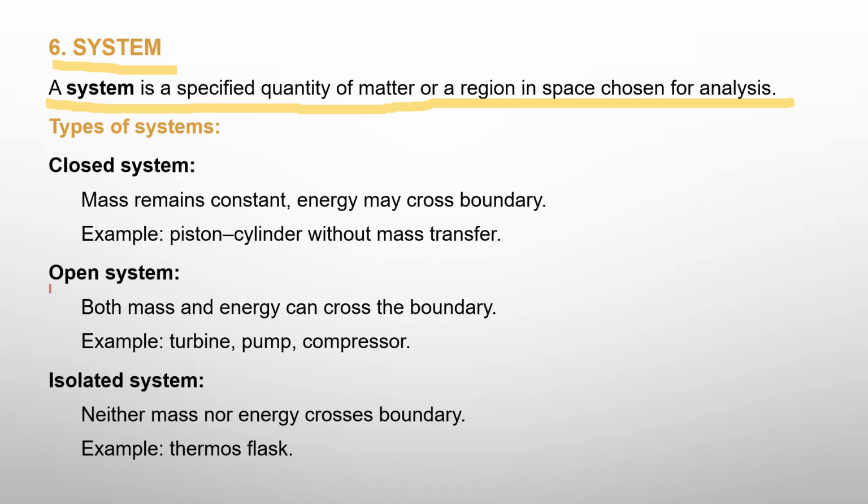The second case is the open system, in which mass as well as energy can cross the boundary. Examples are all types of turbine, pump, compressor, where mass as well as energy can cross the system boundary.